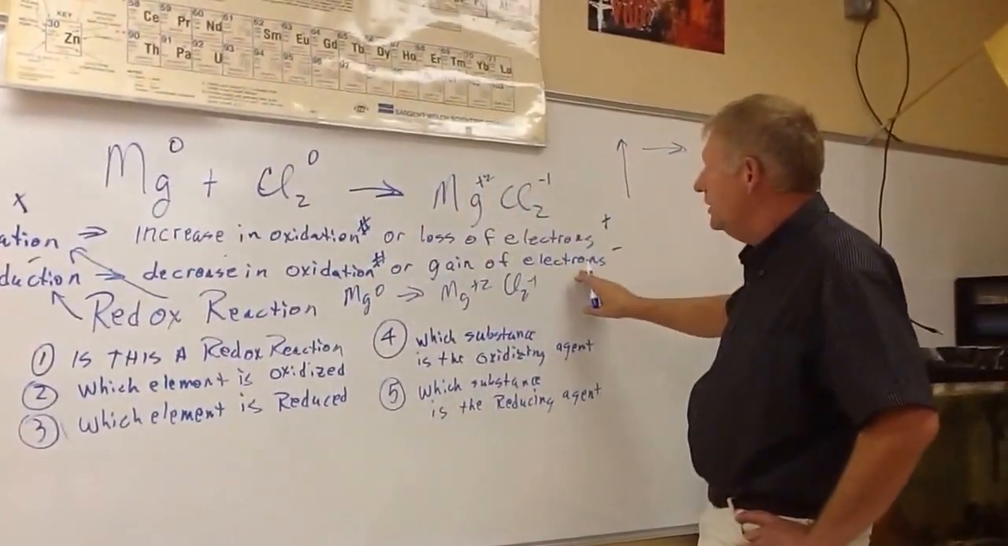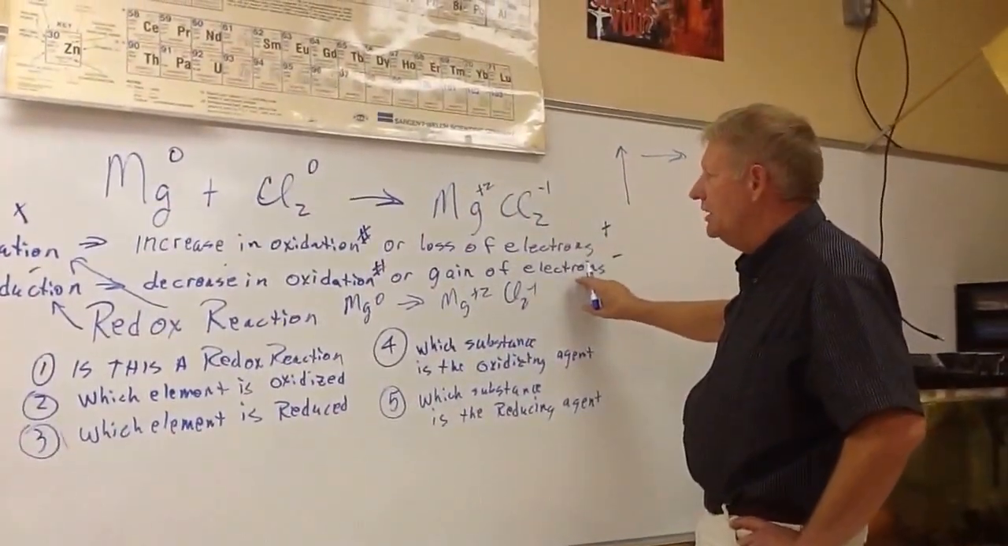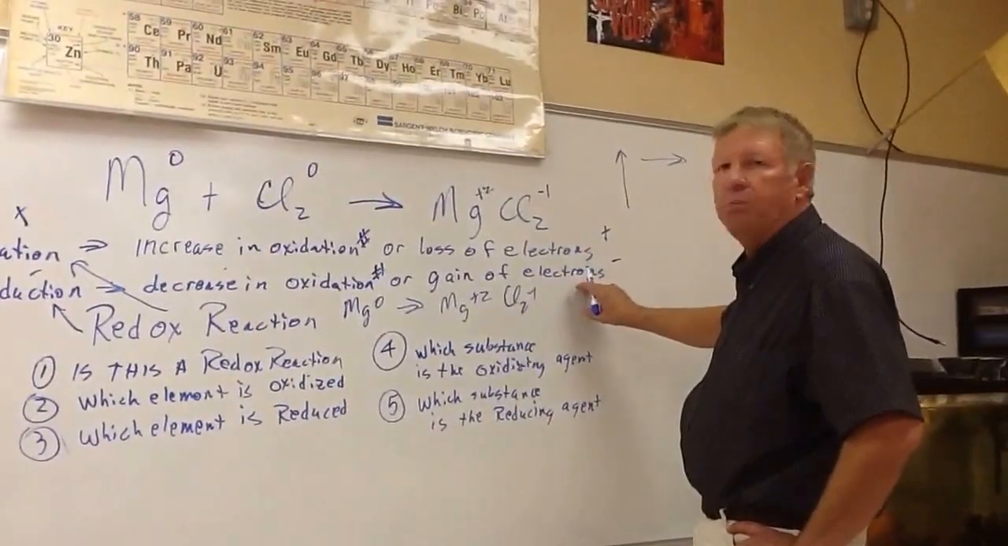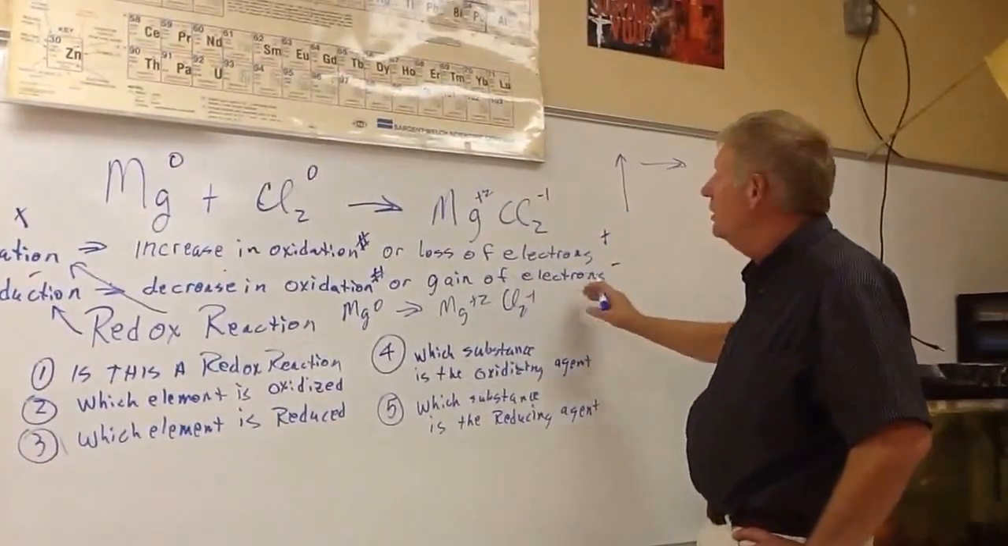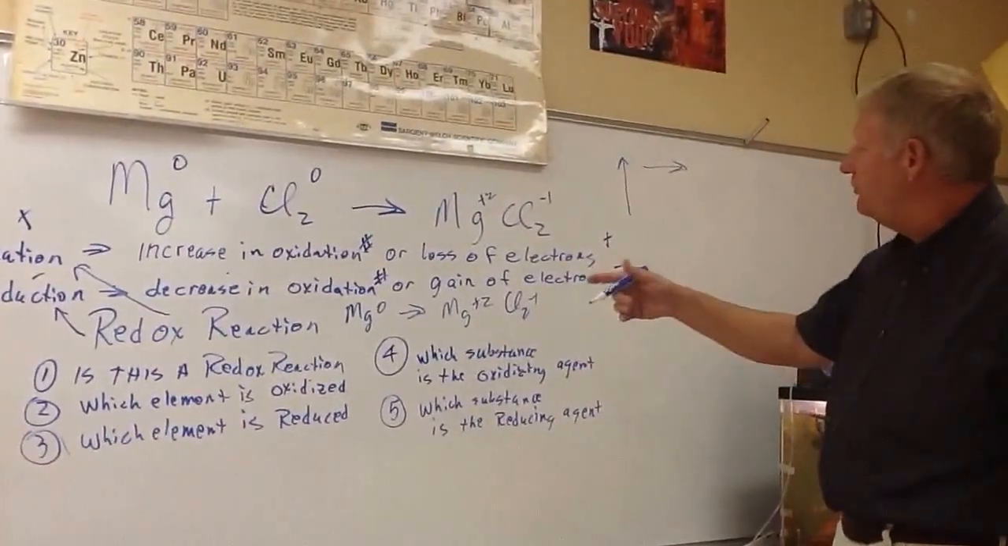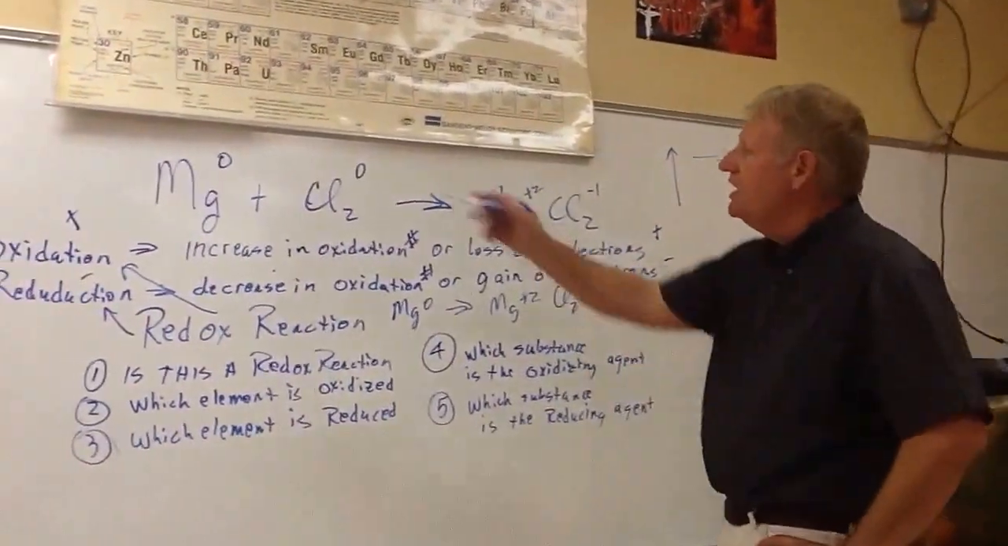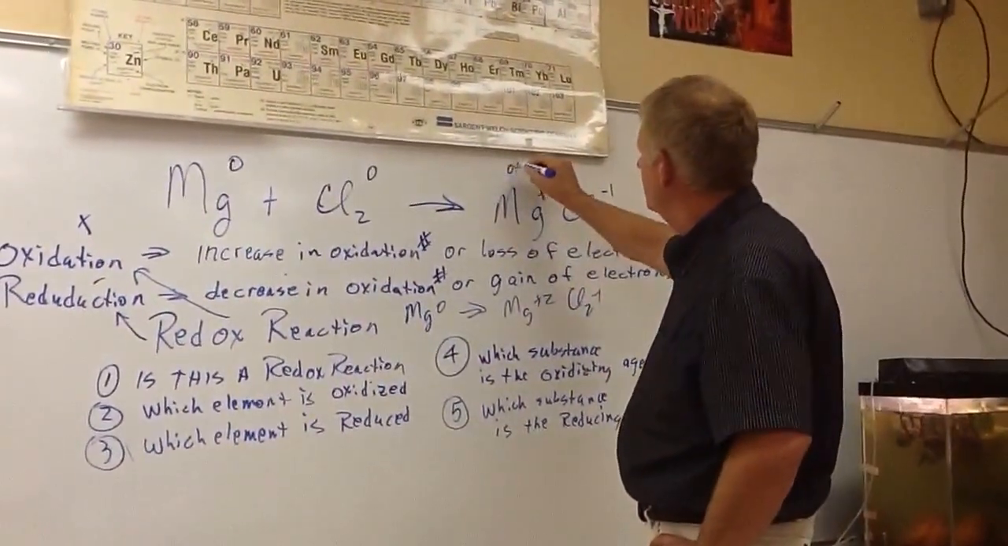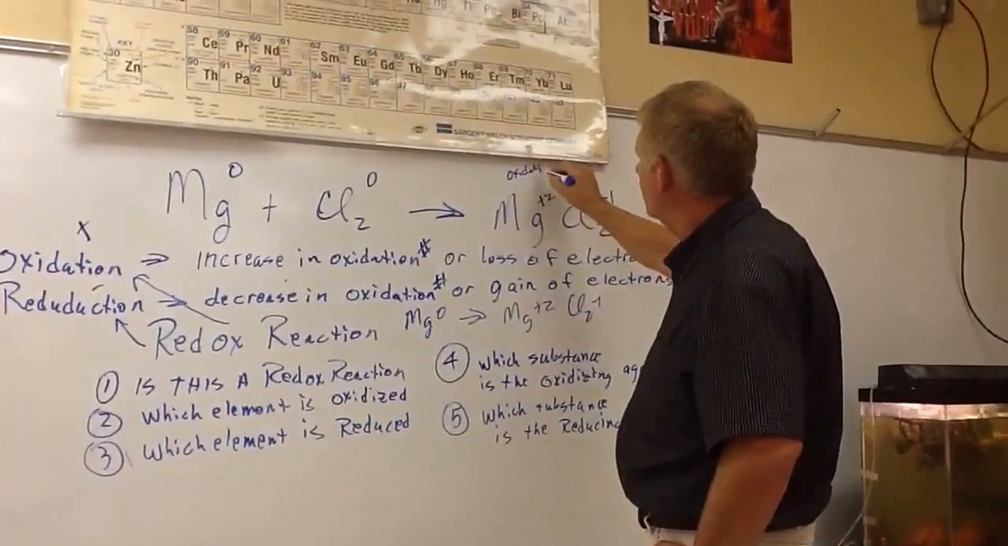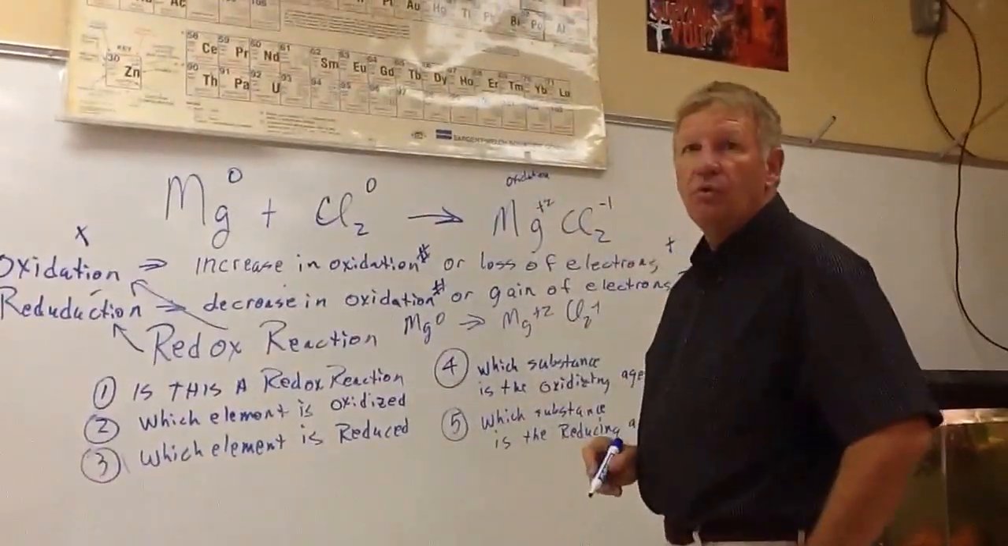Here's my question. Okay, all right. Did we lose electrons? Did it become more plus or more minus? Well, it became more plus because it went from 0 to +2. So this is my oxidation. Oh, I have oxidation. Now, do I have reduction?